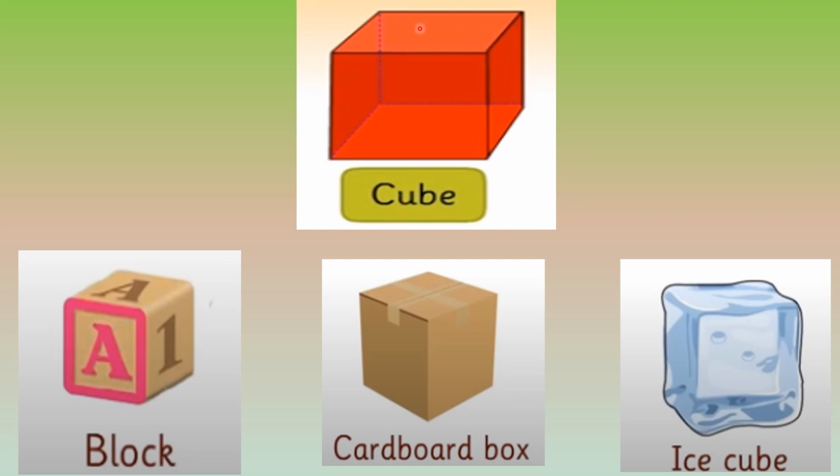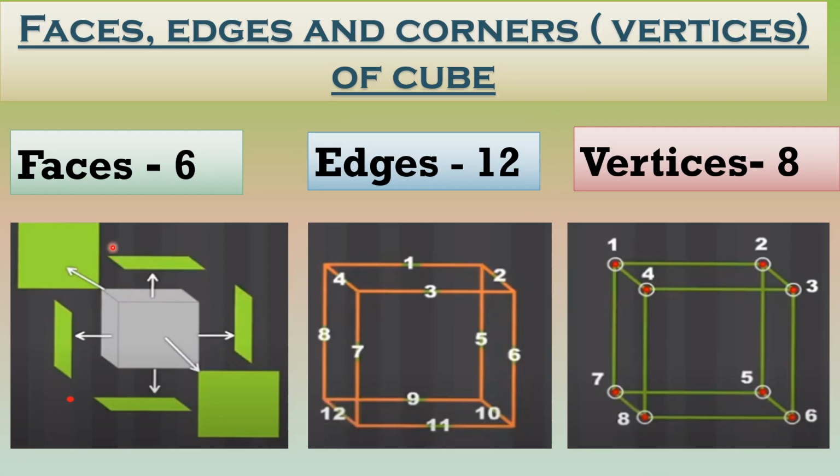This solid shape is called cube. All the faces of the cubes are square in nature. Can you give some examples of cube? Block, cardboard box, ice cube. These are some examples of cube. Now let us find out faces, edges and corners of cube.